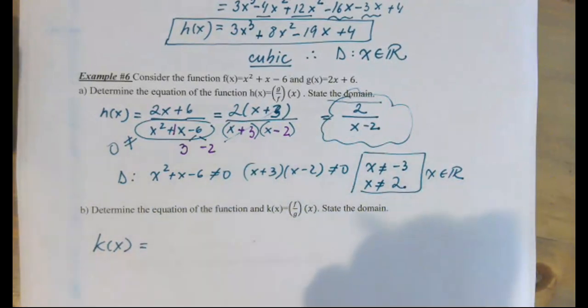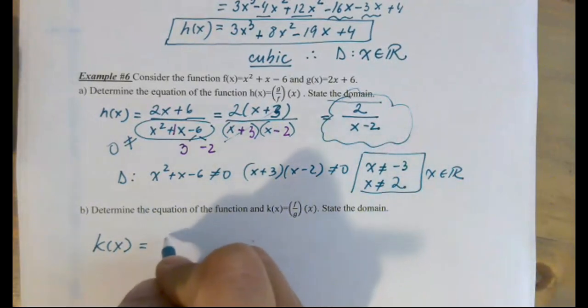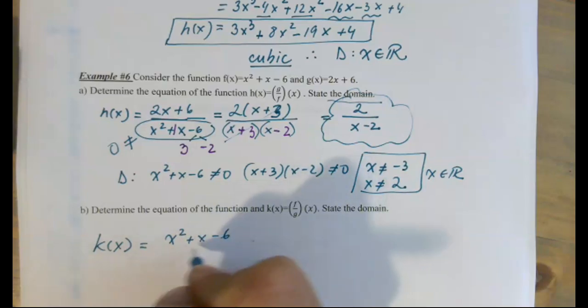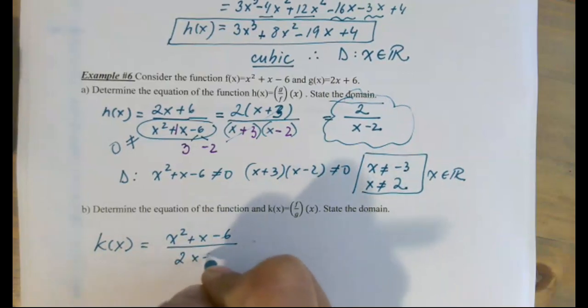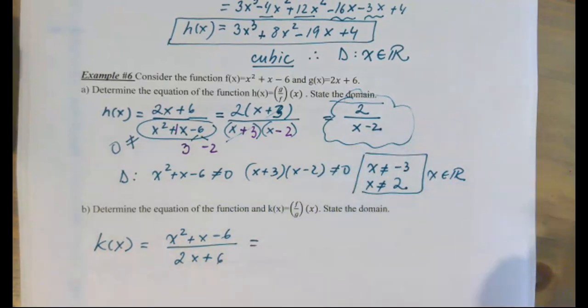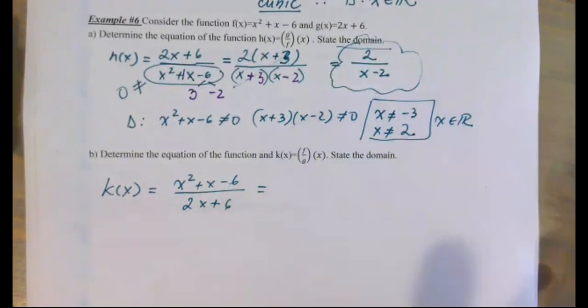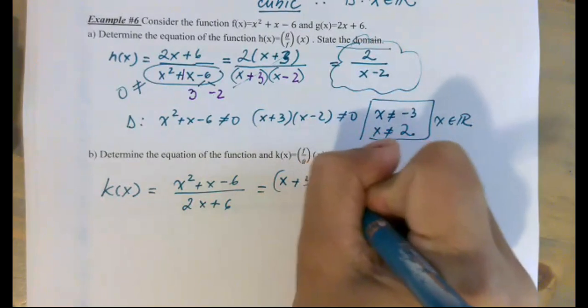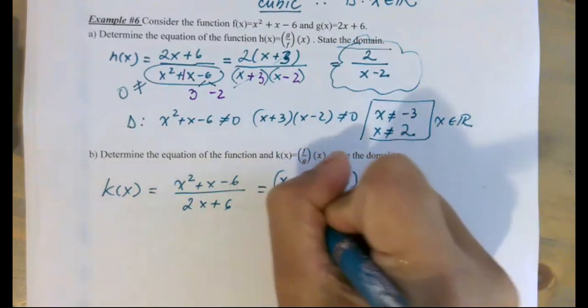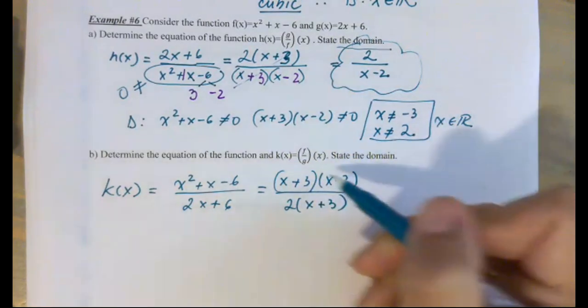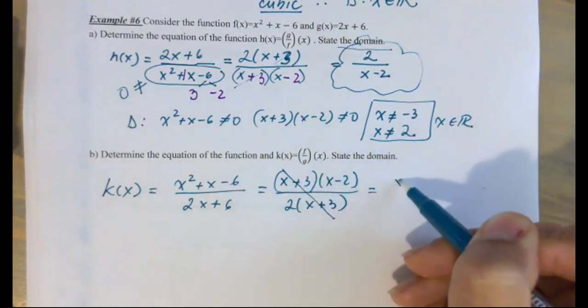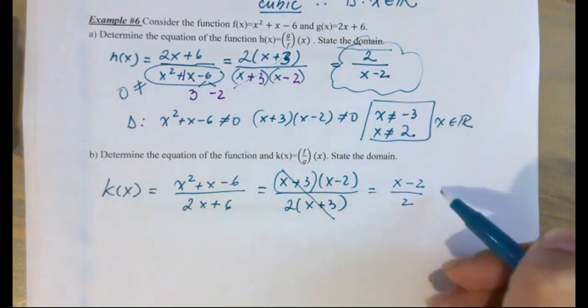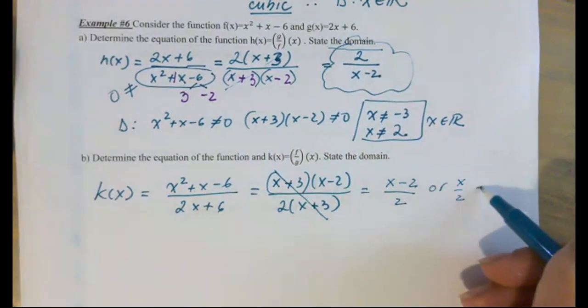K of x is the other way around with the f at the top. So we have x squared plus x minus 6 at the top, and then g of x at the bottom, 2x plus 6. I would approach it exactly the same way, even if the functions will be different. I would want to see if I can factor them so I can see if anything cancels out. So we already know that's x plus 3 and x minus 2 because we've done the work in the previous question. And we already see the cancellation. We end up with x minus 2 divided by 2, or x over 2 minus 1.